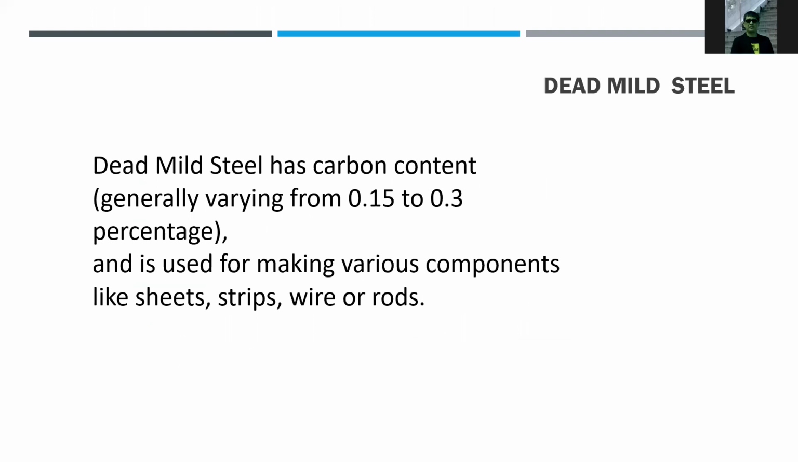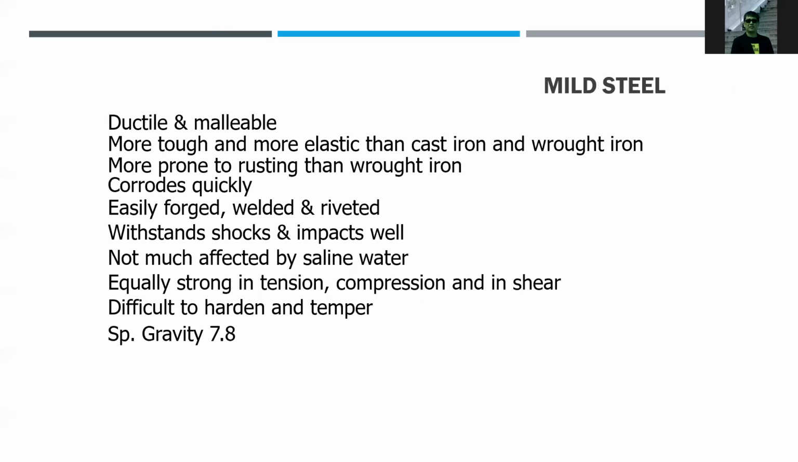Okay, so the dead mild steel has carbon content varying from 0.15 to 0.3%, and it is used for making various components like sheets, strips, wires, and rods. The mild steel is tough and more elastic than cast iron and rough iron. It is ductile, malleable. It is more prone to rusting than rough iron, so it corrodes quickly. It is easily forged, welded, and riveted. It withstands shock and impact as well. Not as much affected by saline water. Equally strong in tension, compression, and shear. Difficult to harden and temper.